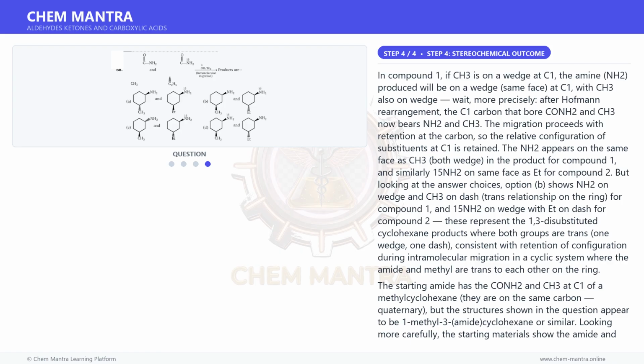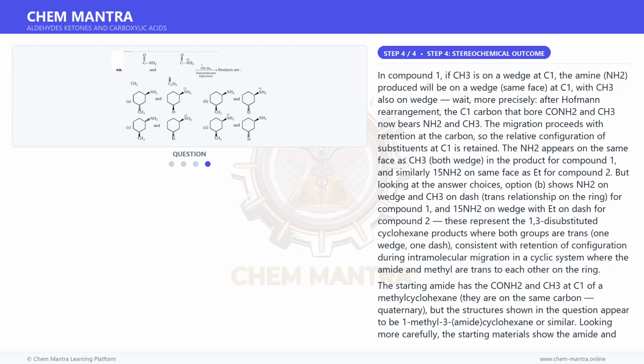But looking at the answer choices, option B shows NH2 on wedge and CH3 on dash, trans relationship on the ring for compound 1, and 15NH2 on wedge with ethyl on dash for compound 2. These represent the 1,3-disubstituted cyclohexane products where both groups are trans, one wedge, one dash, consistent with retention of configuration during intramolecular migration in a cyclic system where the amide and methyl are trans to each other on the ring. The starting amide has the CONH2 and CH3 at C1 of a methylcyclohexane.